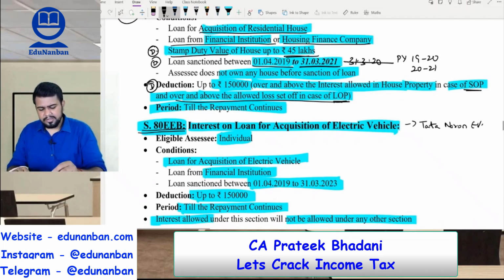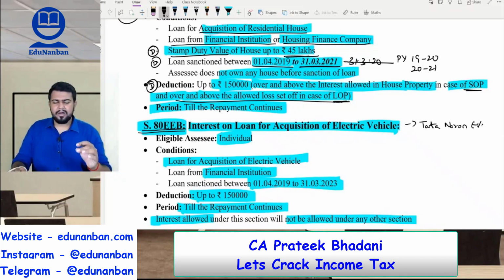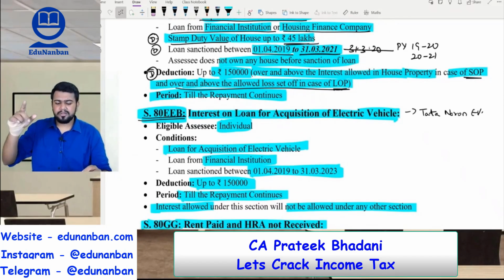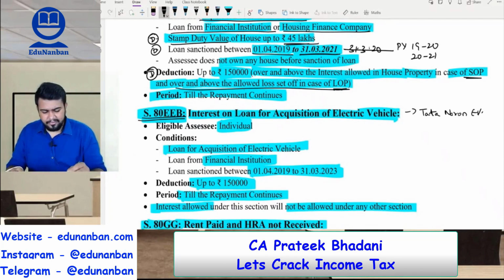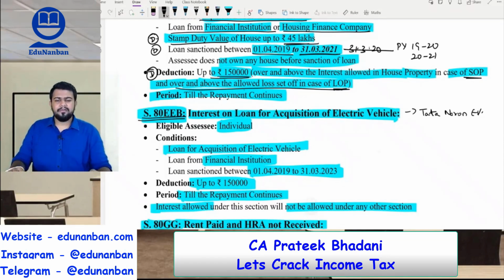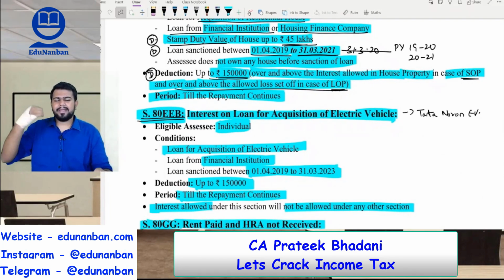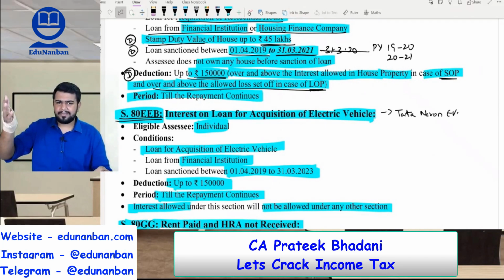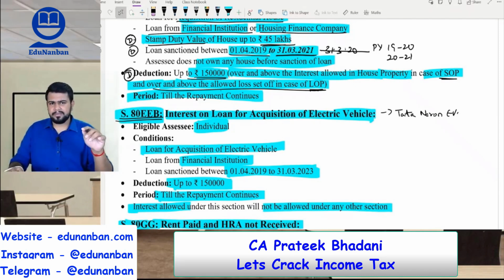Next, here also the same condition: the assessee should not own any house before the sanction of the loan. There the deduction was 50,000, but here the deduction is 1,50,000. Here also, first you claim the interest in the house property chapter, and the remaining interest you claim here up to 1,50,000 rupees. If it is a loss from house property, you can claim the entire deduction in the house property chapter itself. But the maximum loss that is allowed is only how much? 2 lakh rupees. So over and above the loss, if you have any interest, then that interest you can claim here.